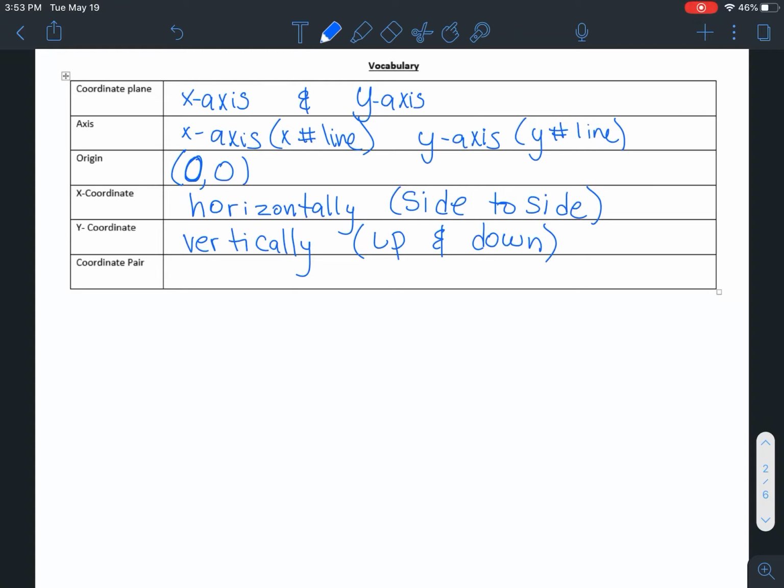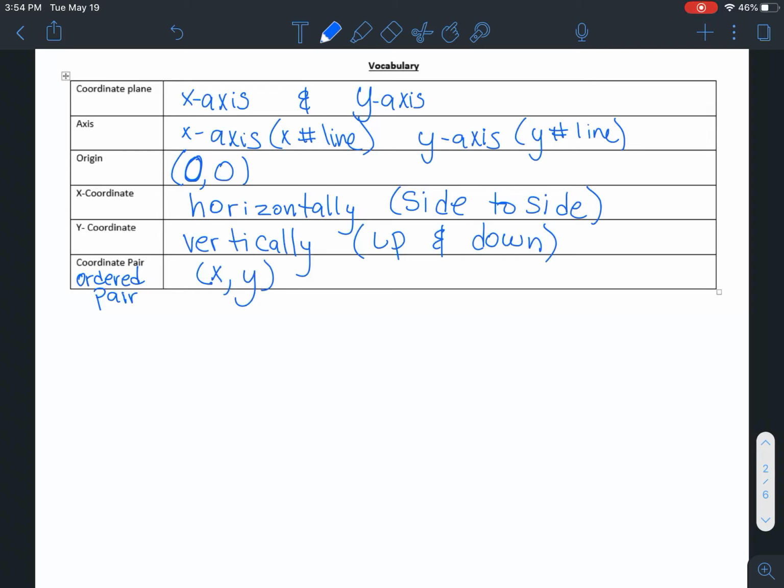And when we're looking for a coordinate pair, or you might see someone refer to this as an ordered pair, that's how you're going to name the location of an object or a dot, or in this lesson, different shapes. You would see an ordered pair as parentheses, x, comma, y, parentheses.